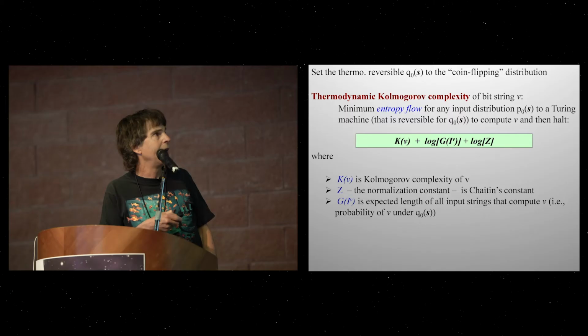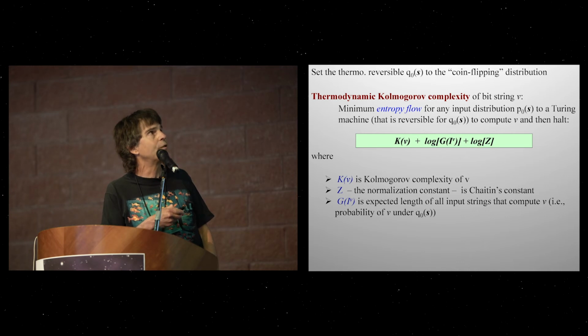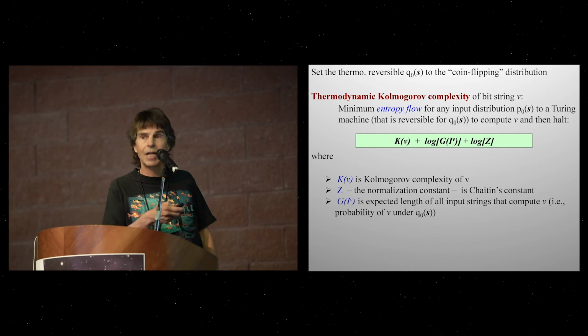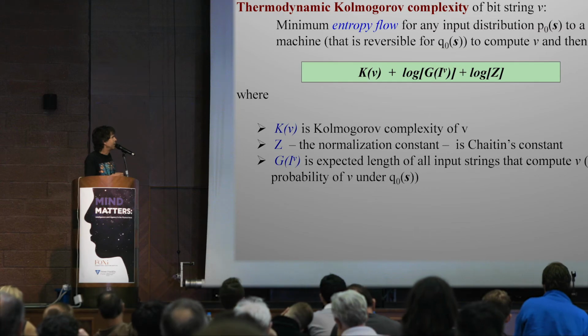Sometimes this is called the Solomonoff distribution in algorithmic information theory. And basically, this is now the minimal amount of entropy flow over all possible input distributions, given that they're going to have to differ from the one that your system is optimized for, and therefore they're going to actually produce some heat, dissipate heat.